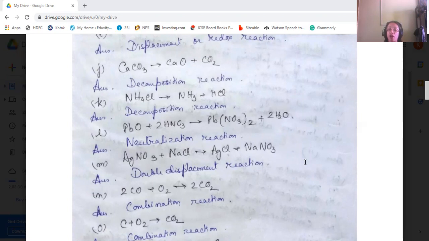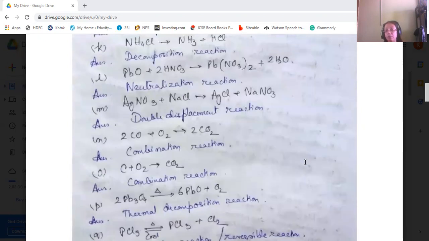That's a combination reaction where carbon monoxide combines with oxygen to form carbon dioxide. Again, if carbon is combined with oxygen, then carbon dioxide is also formed. So that is also a combination reaction.